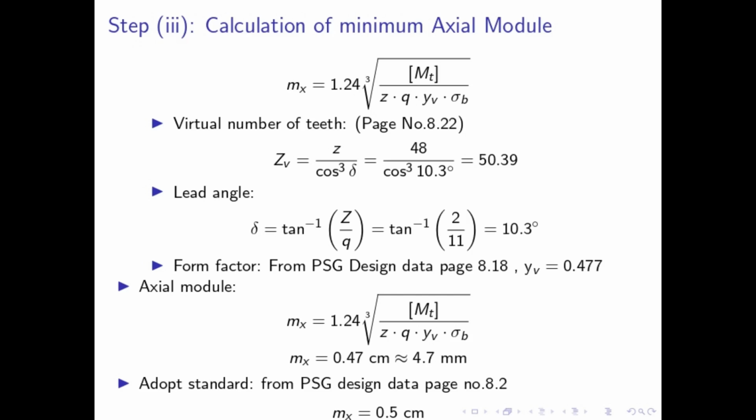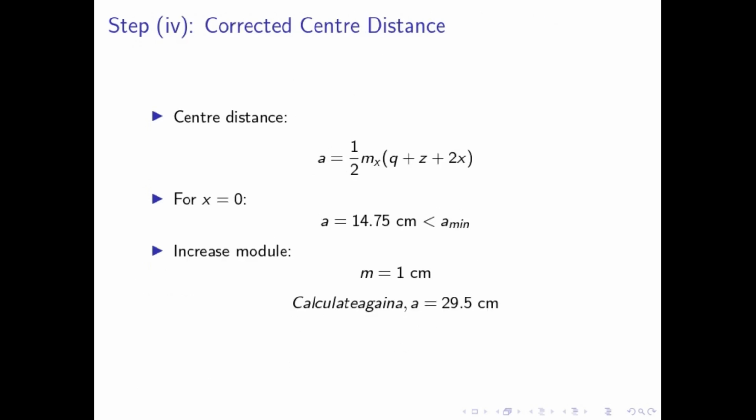Form factor. Now if we substitute mx equal to 1 point module formula in page number 8.44, we will get module as 4.7 mm or equal to 0.5 centimeter. Next higher value is to be selected from page number 8.2. So 0.47 centimeter. Next to 0.47 is 0.5. That table is available in page number 8.2.